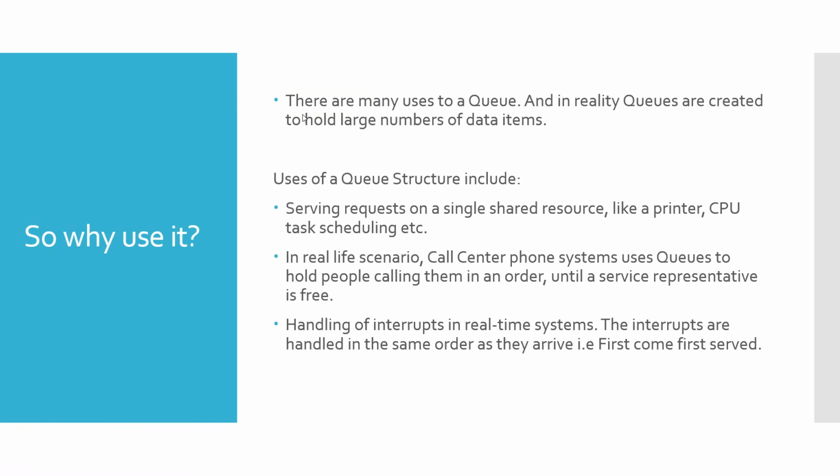So why use it? You may already be thinking, I don't really get this, okay? There are loads and loads of real life scenarios, but essentially there are many uses to a queue, and in reality queues are created to hold very large numbers of data items. You wouldn't just have a queue for 5. So uses of a queue structure include things such as serving requests on a single shared resource like a printer, CPU task scheduling. So you'll know with a printer it is a first come, first serve basis.